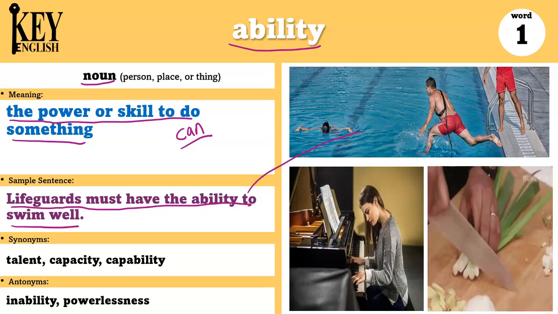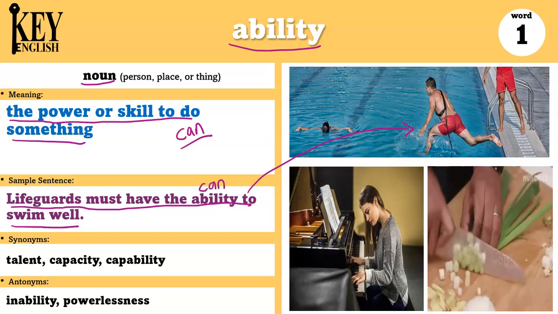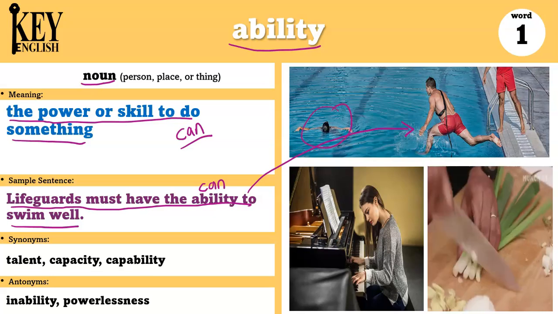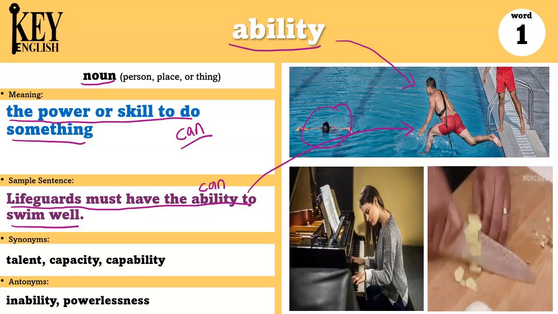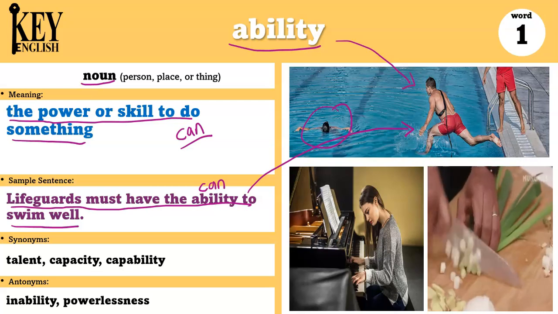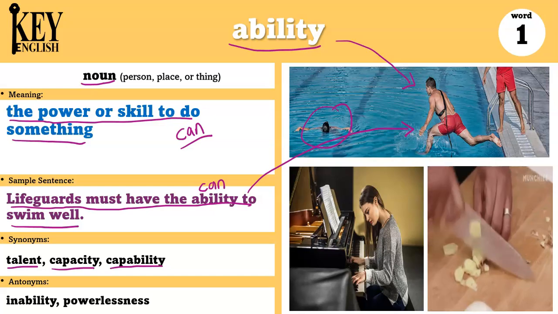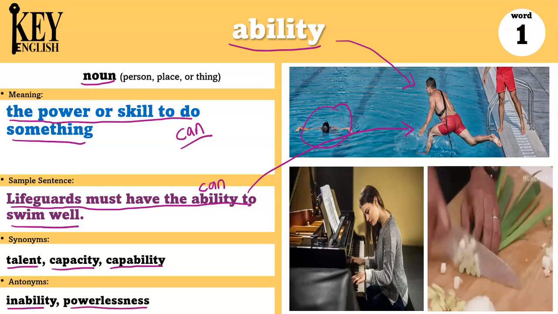In this sentence, we're talking about how a lifeguard can swim really well so that they can save people that are in danger. They need to have this swimming ability because if they cannot swim, then they can't rescue people. Some synonyms are talent, capacity, and capability. Antonyms are inability and powerlessness.